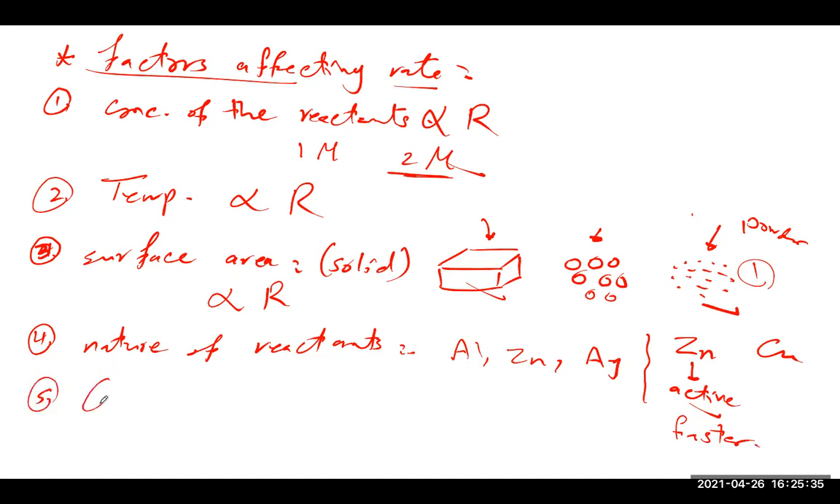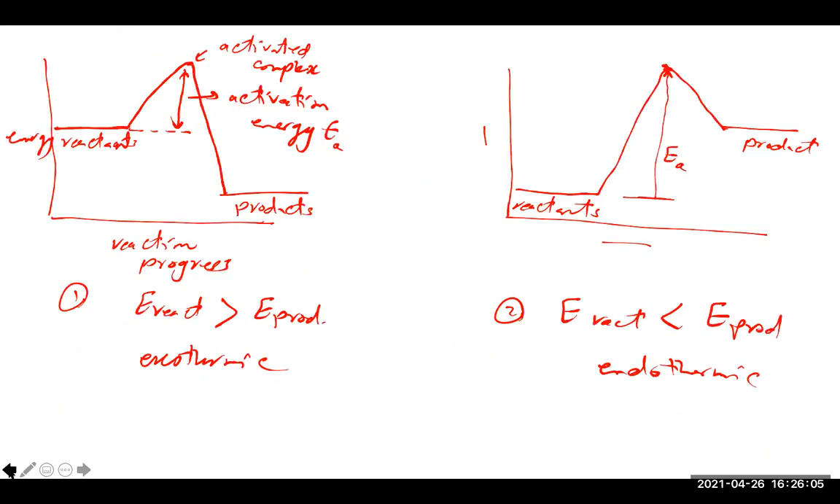5, catalyst. A catalyst is a material that can be used to proceed the reaction with a small activation energy. So what catalysts do, again, is increase the rate because they have an inverse relationship with the activation energy. Using a catalyst will decrease the activation energy for this reaction. That's why it will increase the rate.